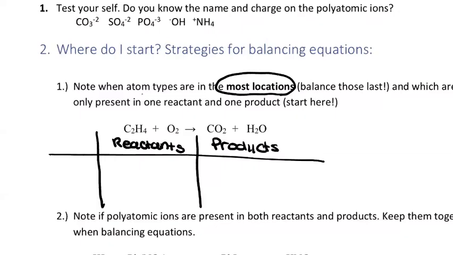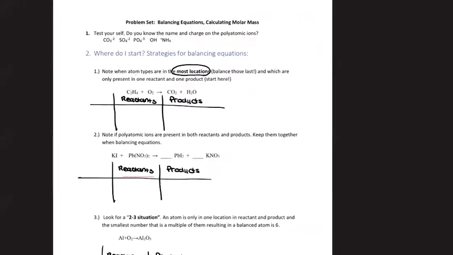Okay, so you understand the concept of how to balance equations and you are getting the hang of it, but you might have a hard time thinking, where the heck do I start? What is the strategy for balancing equations? So I have three strategies and I'm going to go through them one by one.